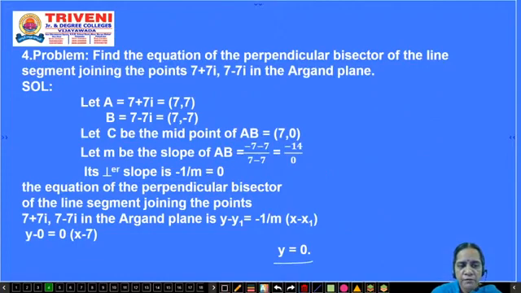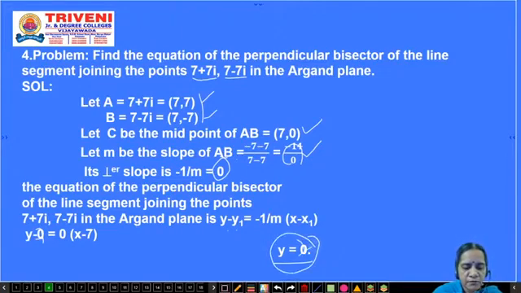And again I will tell this. 7 plus 7i can be written as (7, 7). 7 minus 7i can be written as (7, -7). The midpoint of these two is (7, 0) and the slope of AB is minus 14 by 0. The perpendicular slope is 0. The perpendicular equation form is y minus y1 is equal to minus 1 by m into x minus 7, which is y minus 7 is equal to 0 into x minus 7. Therefore, the equation is y is equal to 7.